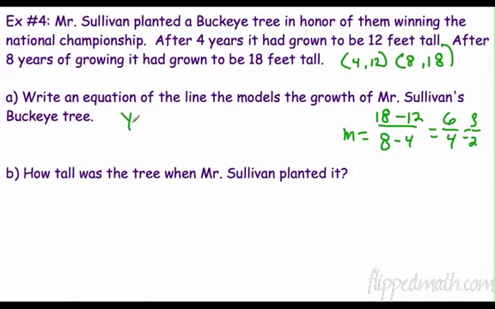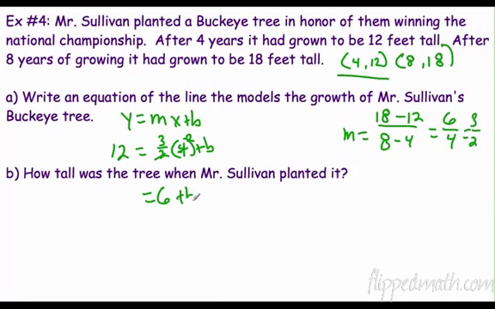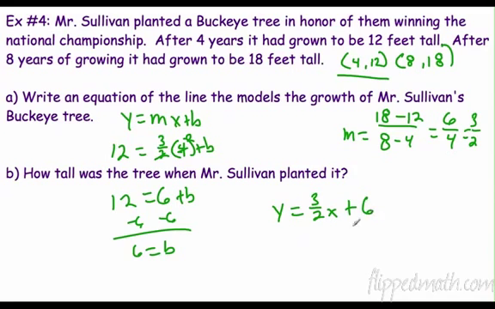Plug it into our equation. What's that equation again, Mr. Kelly? Y equals mx plus b. Either point we can use. I'm going to use the first one because it looks like it'd be smaller numbers. So y is 12. Our m is 3/2. Our x is 4 plus b. 3/2 times 4. Well, 2 goes into 4 twice. 3 times 2 is 6. So I have 6 plus b. Subtract 6 from both sides. And 6 equals b. So my equation is y equals 3/2 x plus 6.